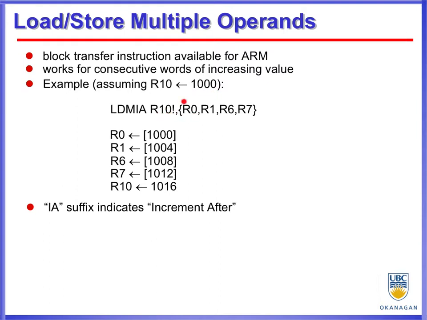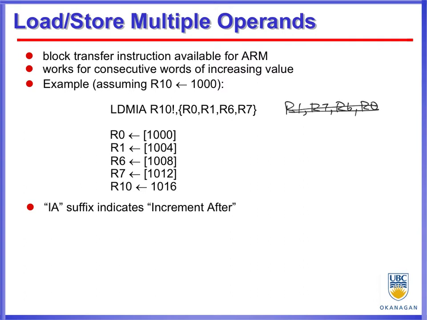Then we have, in a list in curly brackets, 4 registers separated by commas: registers R0, R1, R6, R7. They do not need to be contiguous. They don't have to be R0, R1, R2, R3. They can be any 4 registers. However, they do have to be listed in ascending order. Writing this like R1, comma R7, comma R6, comma R0 would not be allowed. The assembler would create an error there. They have to be listed in order, but they do not need to be contiguous.